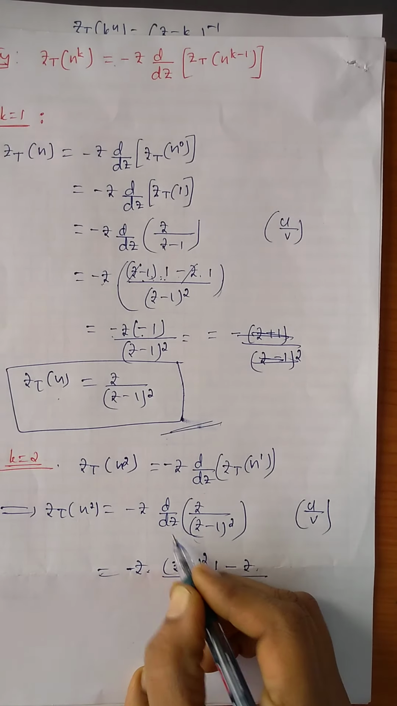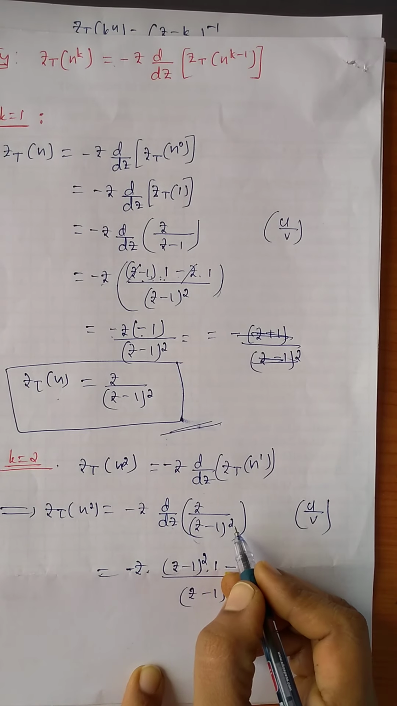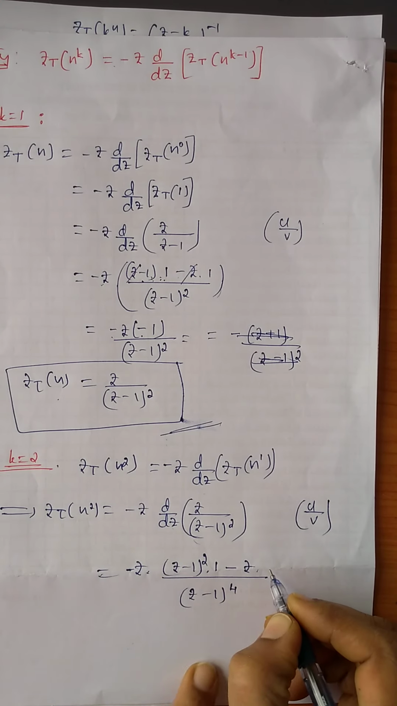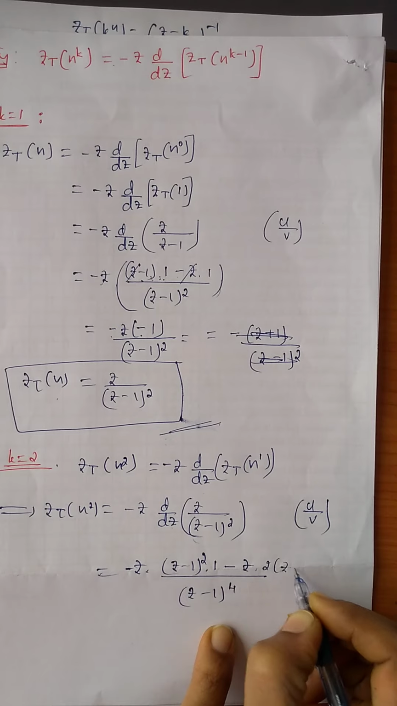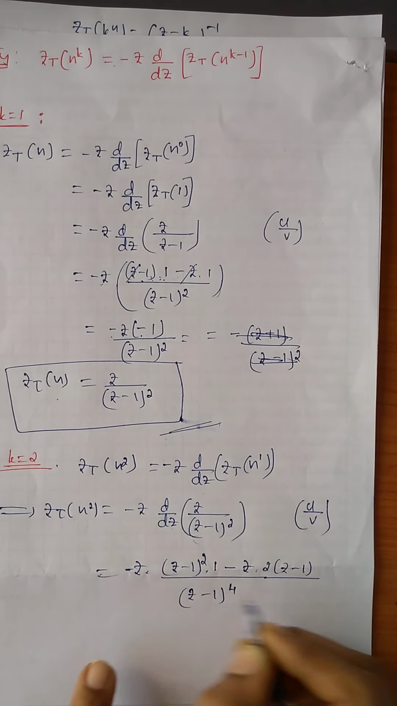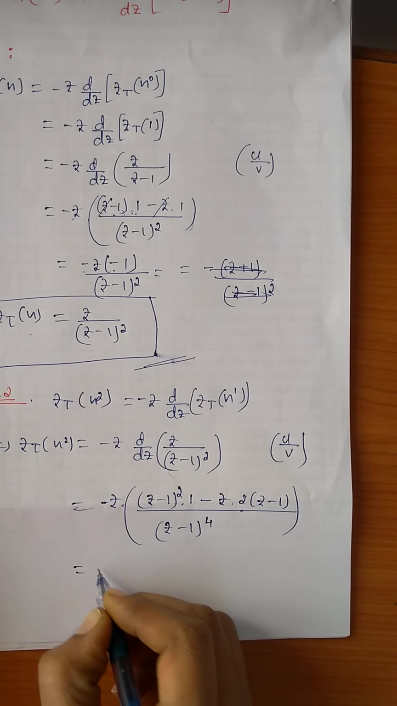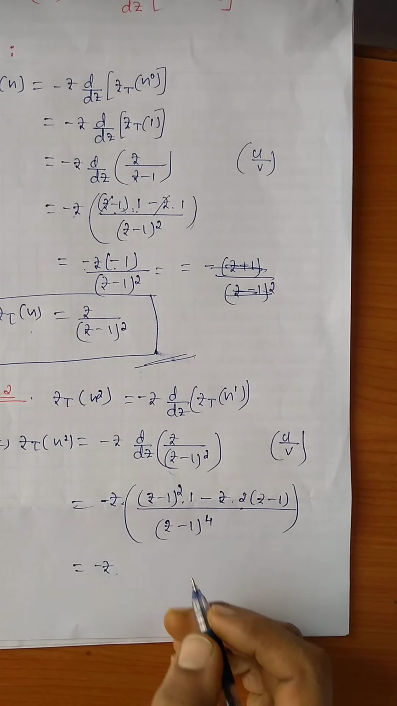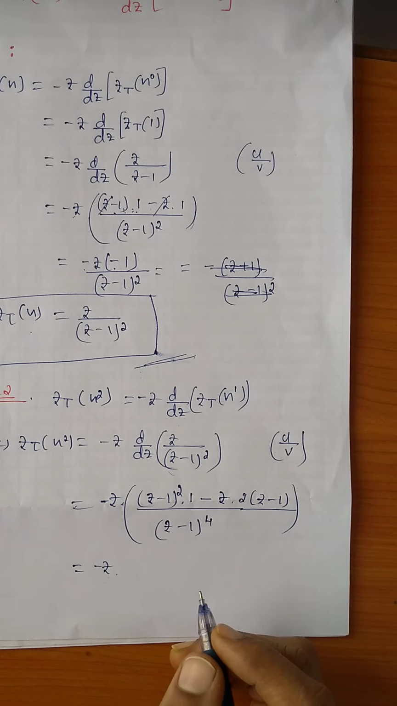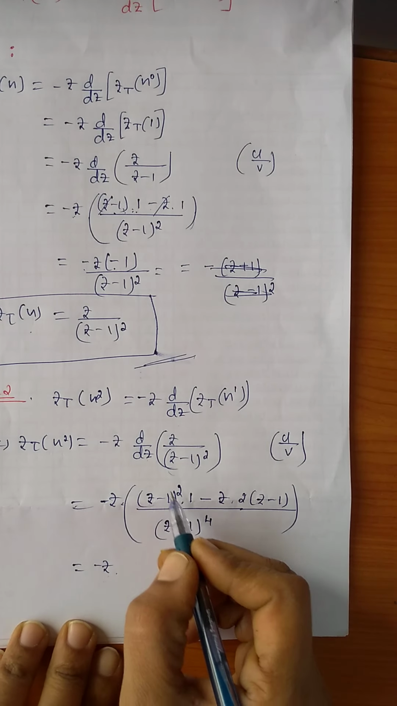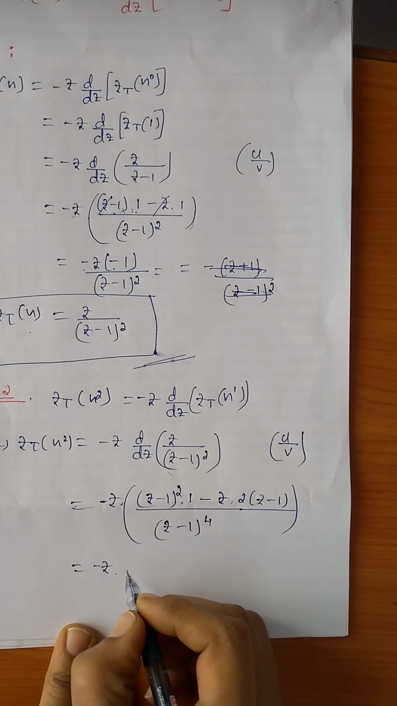This term with respect to z, differentiating (z minus 1) whole square with respect to z, we will get 2 into (z minus 1) into 1. Okay, next simplify this, minus z. In simplification, we can take z minus 1 common in the numerator. We can take it outside. Here z minus 1, here also we can see z minus 1.